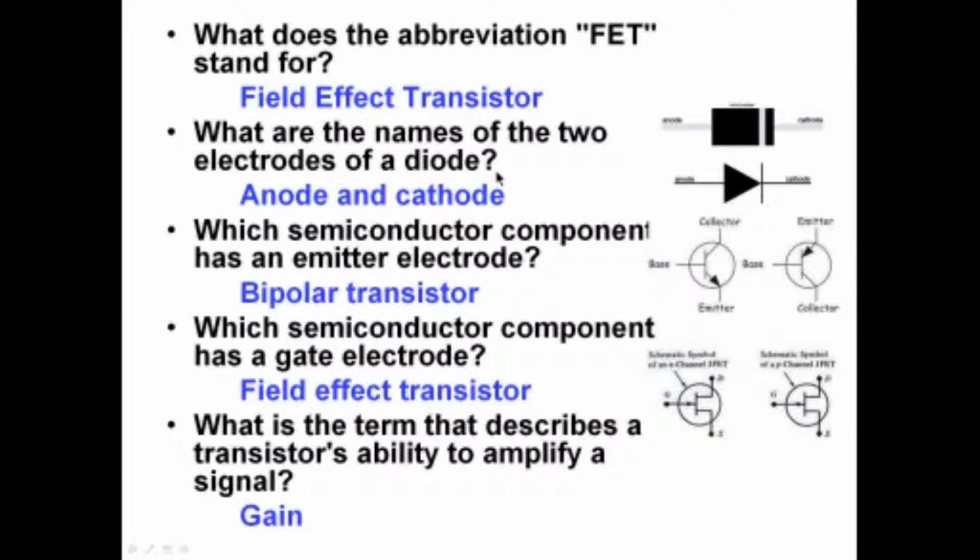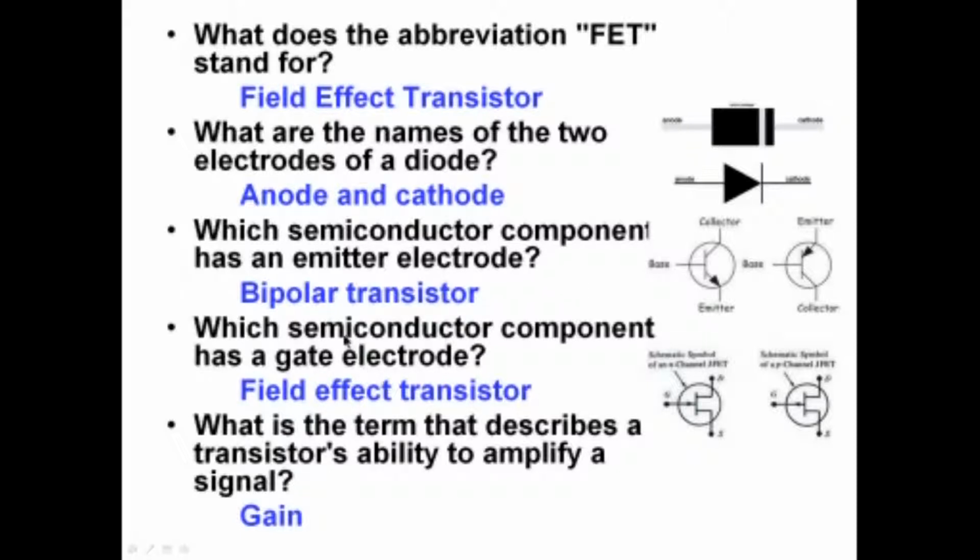Okay, what are the names of the two electrodes of a diode? They are the anode and the cathode, and you'll remember that the cathode end is the one that's marked with the stripe. Which semiconductor component has an emitter electrode? Again, we're talking about the bipolar transistor. Emitter electrode, bipolar transistor.